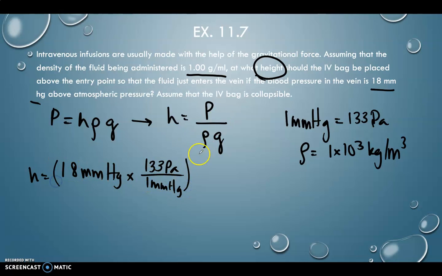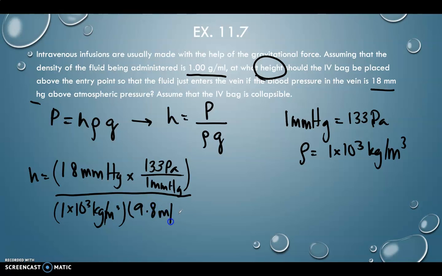So that's going to be our pressure. We're going to divide that by our density, 1 times 10 to the third kilograms per meter cubed, and times our acceleration due to gravity, 9.8 meters per second squared.